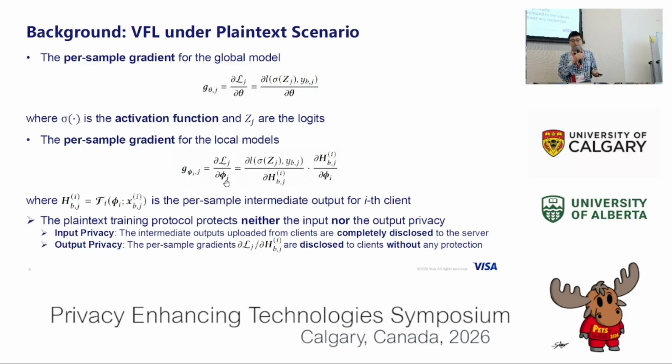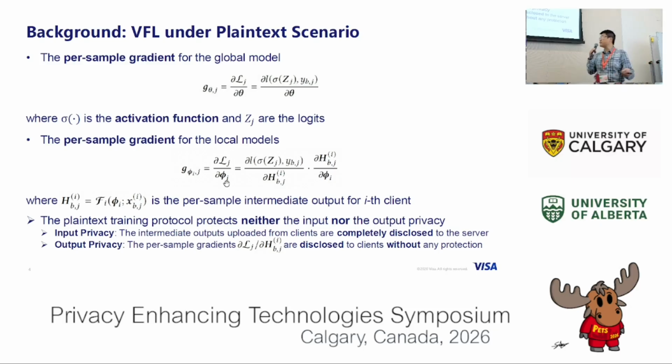But here is one thing: because the intermediate outputs are just passed to the server, in order to compute the gradient for the local models, G phi i, we need to use the chain rule, which I think most of you are familiar with. That means we compute it as dL over dh, multiplied by dh over d phi i. Here h superscript i means the intermediate output of the ith client.